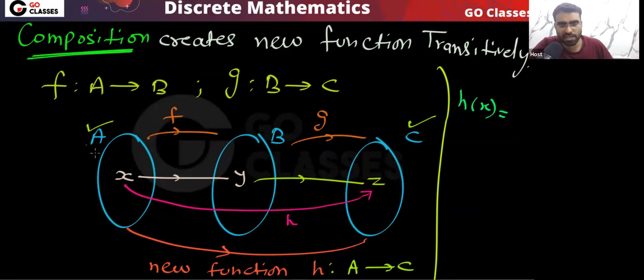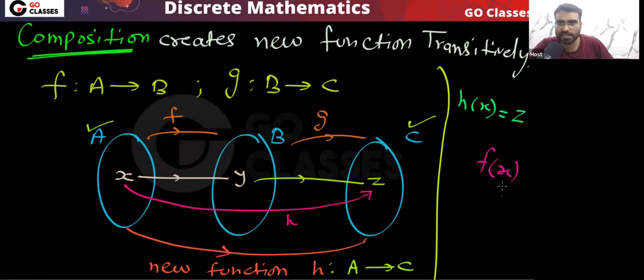This new function we have created. Okay, so what is Hx? Hx is Z. Now you tell me one thing. To find out this Hx, which function did you apply first? Means on this X, first what will you apply? On this X, first you will apply F. What will you get?